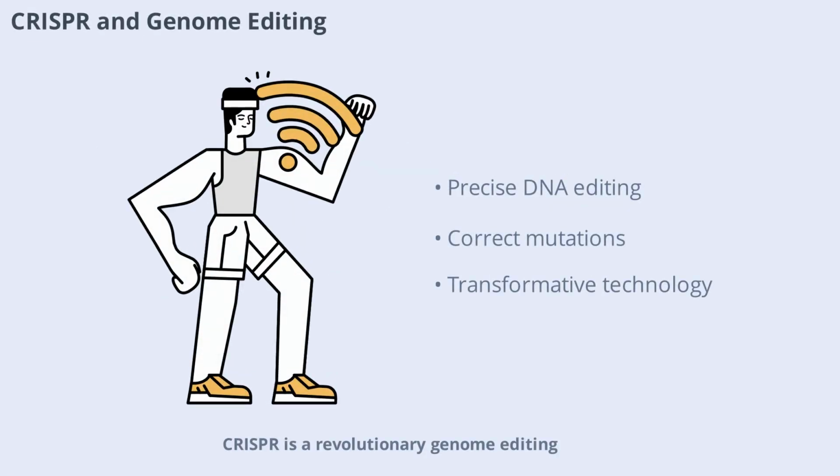CRISPR is a revolutionary genome editing tool that allows precise changes to DNA. Scientists use CRISPR to correct mutations, study gene function, and develop new therapies. This technology has transformed genetics, making it possible to edit genes with unprecedented accuracy and efficiency.